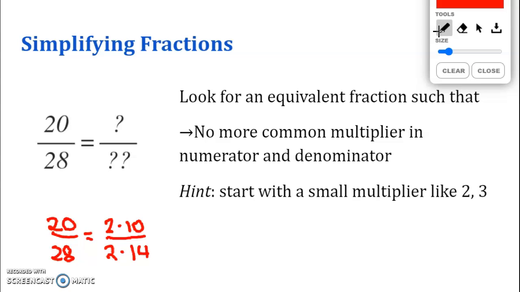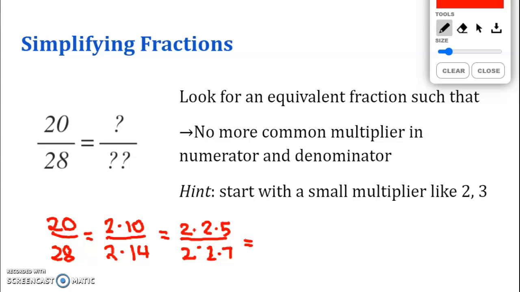But I still have 10 and 14, and I know that they are still even. That means I can do that one more time. So 2 over 2, this is from before. Now we're going to divide 10 by 2. 10 is really the same as 2 times 5, and 14 is the same as 2 times 7.